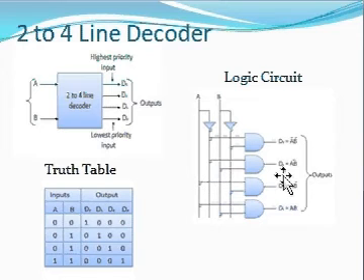And this is the logic circuit of the 2 to 4 line decoder, which is obtained by simplifying this truth table using any one of the methods, that is using Boolean algebra or a K-map method. So this is the logical circuit of a 2 to 4 line decoder.